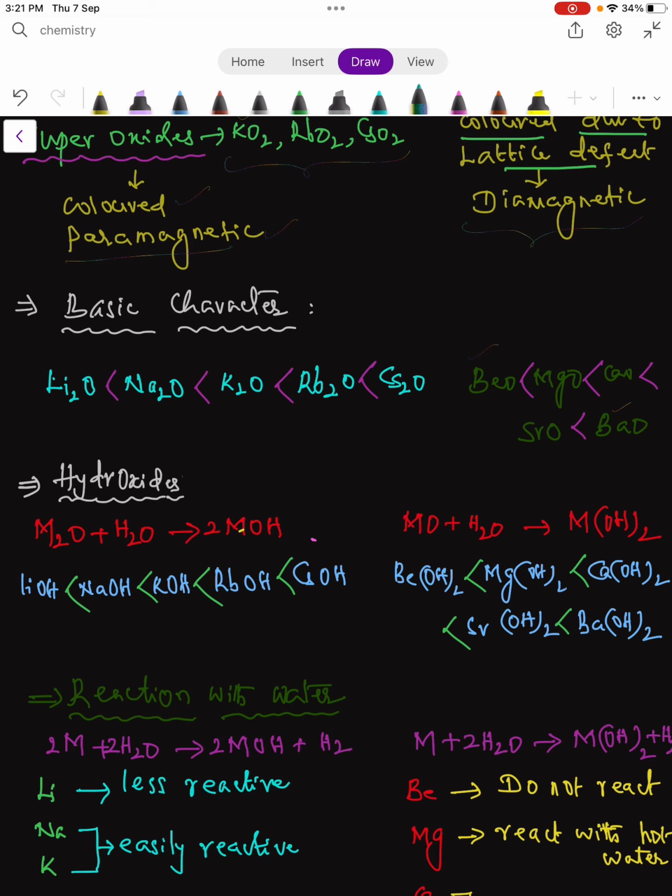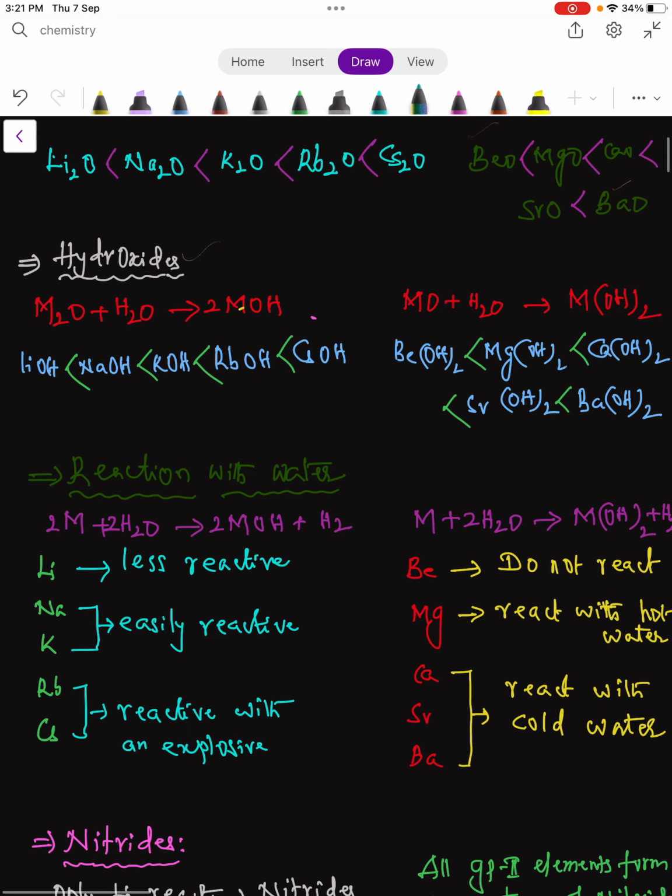Next, hydroxides. Whatever metal oxides are formed, they dissolve in the water and form hydroxides. 1A group elements will form MOH type of hydroxides. 2A group elements will form M(OH)2 type of hydroxides. So lithium hydroxide, sodium hydroxide, potassium hydroxide, rubidium, cesium hydroxide. Next, second group elements will form beryllium hydroxide, magnesium hydroxide, calcium, strontium, barium. In this order only their basic strength increases.